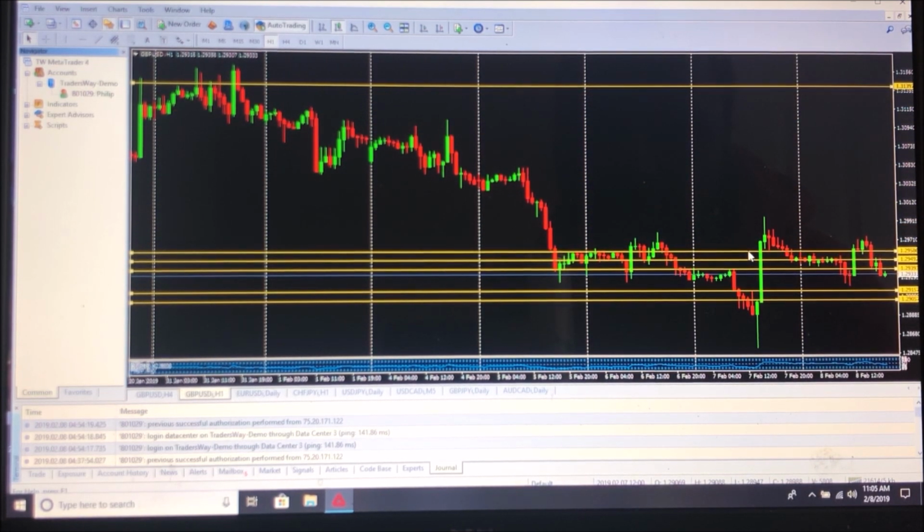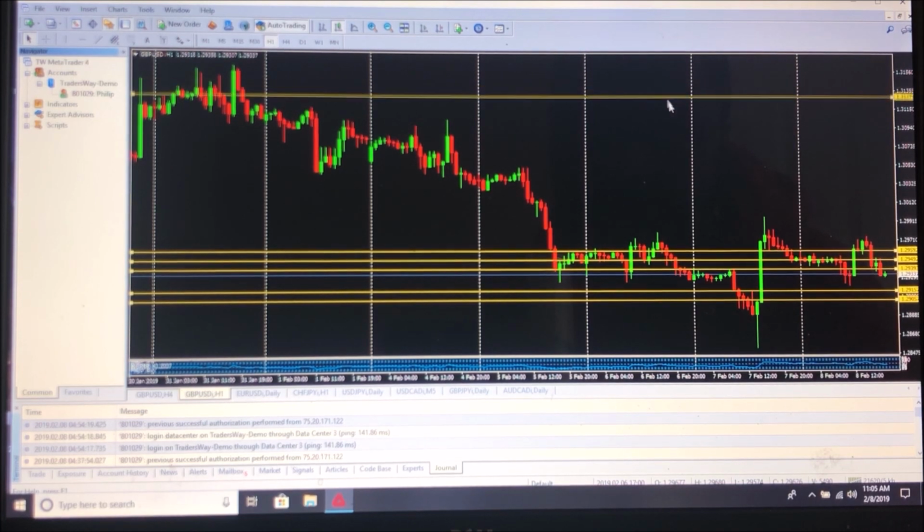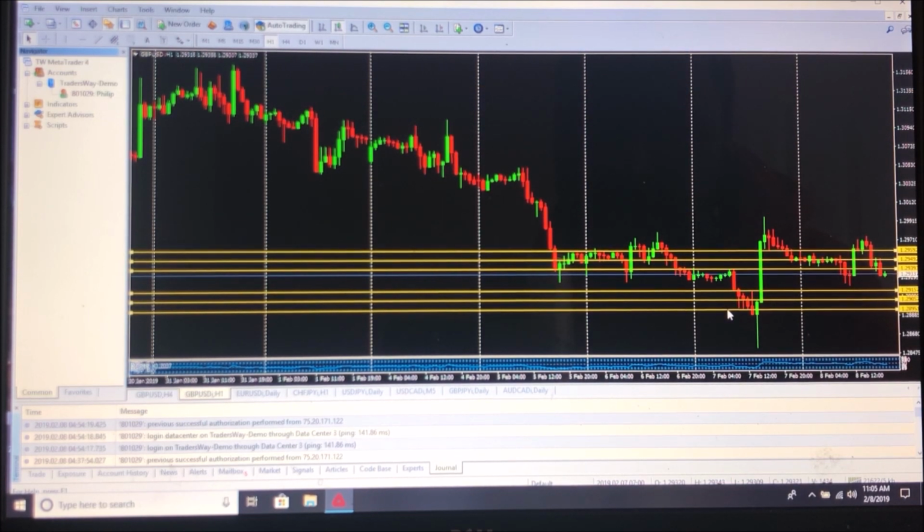So you go for the buy stop on the take profit. If the entry point is 1.29492, then your take profit is 1.29592. All right. And then on the sell stop, if your sell stop entry point is 1.29057, then your sell stop take profit is 1.28957. All right, 10 pips.